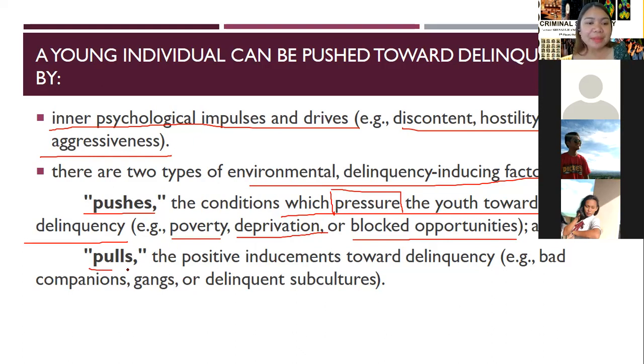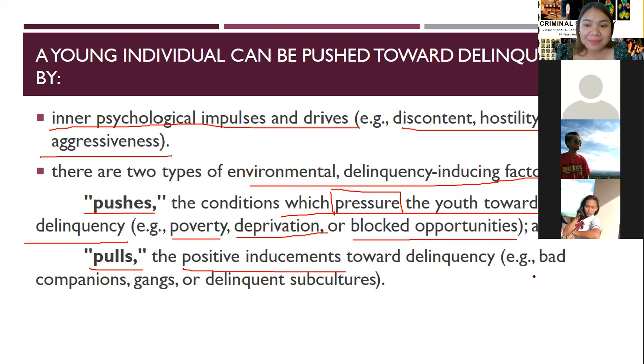When we say pulls, these are positive inducements. They are not really positive, but if you just look at them, they seem positive. Oh, I have new friends, right? Positive. But later on, you find out that these supposedly positive factors are negative because this new set of friends are drug addicts, are criminals. So pulls refer to those factors which, though they look positive, are actually negative.